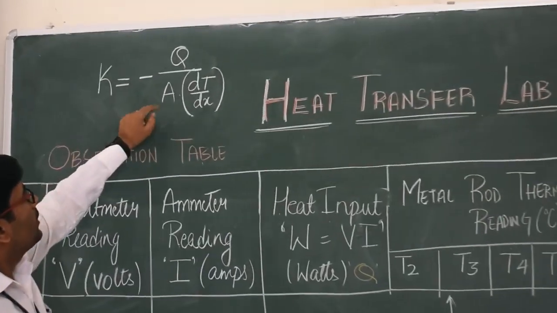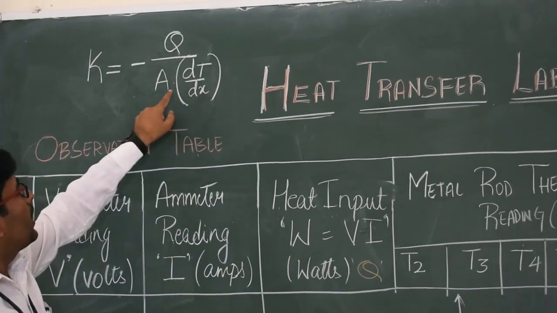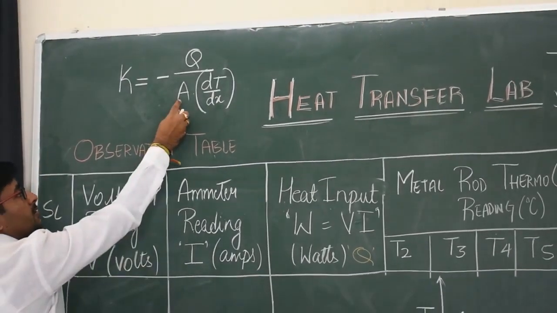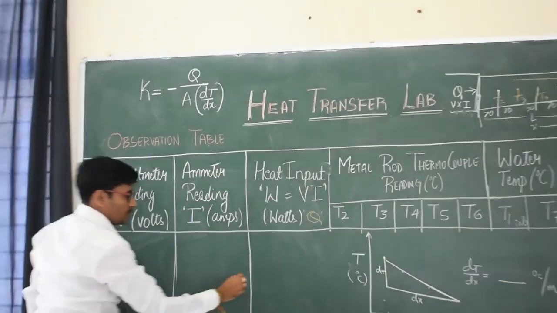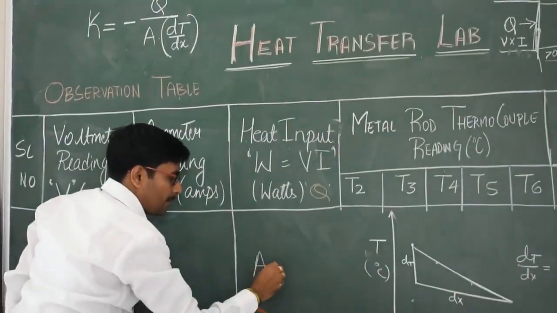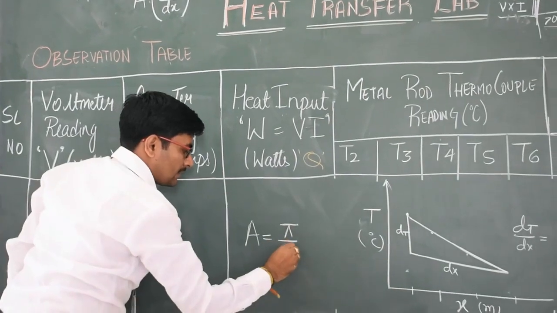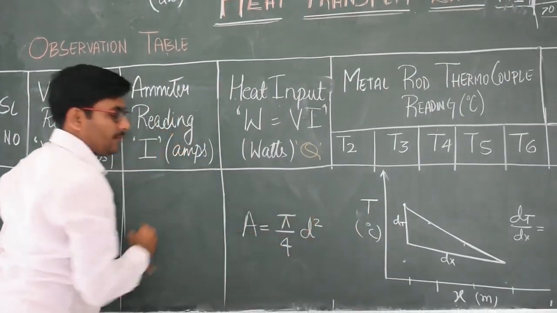In the Fourier law, dt by dx is in the denominator, and A we already know is the cross-sectional area. D is the diameter of the rod, which is given. So area is equal to pi by 4 d square.